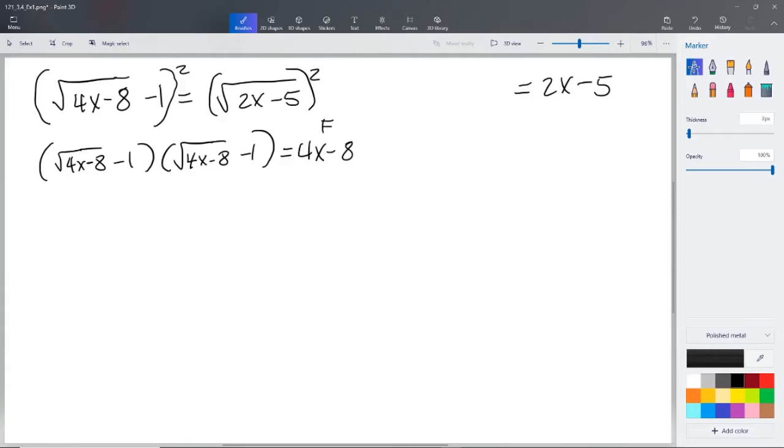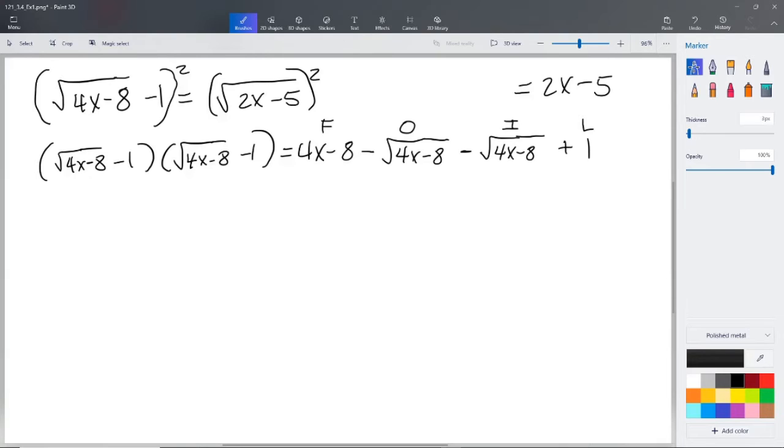Next is the outside, which is radical 4x minus 8 times -1. That gives us minus radical 4x minus 8. That's the O from FOIL. The I goes similarly. This time we go -1 times radical 4x minus 8. So basically it's the same thing twice, another minus radical 4x minus 8. That's the I from our FOIL. And then finally we have the last, which is -1 times -1, otherwise known as +1, and that's the L from our FOIL.